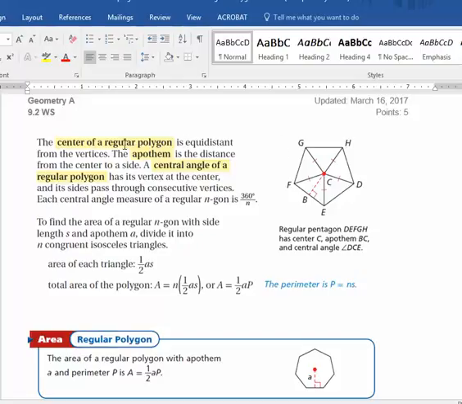So the center of a regular polygon, shown here as C, is equidistant from each of the vertices. So from C to F is the same as C to E, same as from C to D. So they mark those all with those little equal marks.